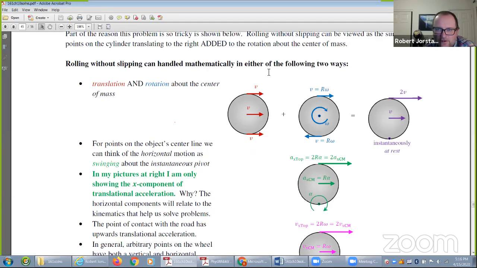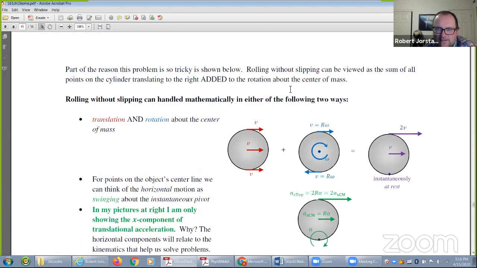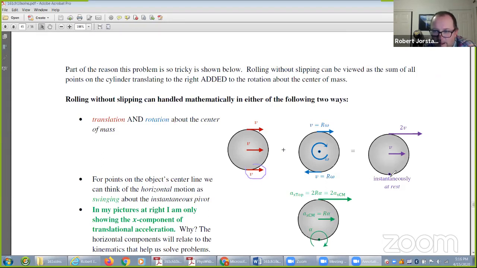Part of the reason this is so tricky is that it can be viewed in all kinds of different ways, and depending on which website you look at, you're going to see all of these different ways. Here is the first way that we talked about, summarizing. You have translational motion and rotational motion. Now when you add those up, look what happens. This plus this equals at rest.